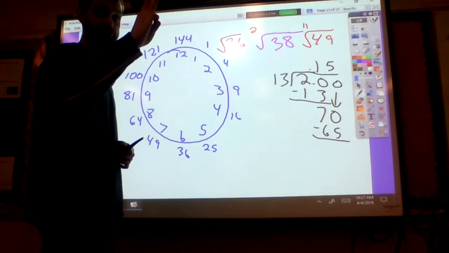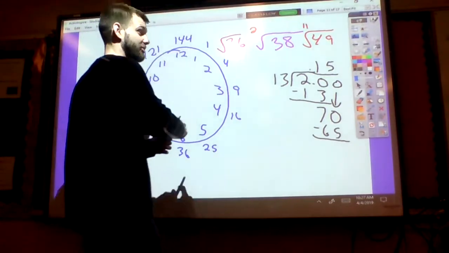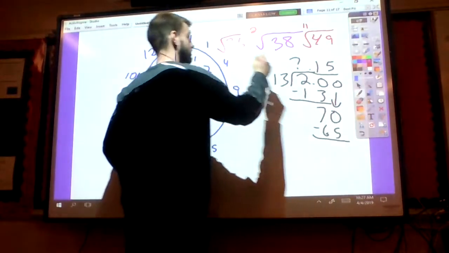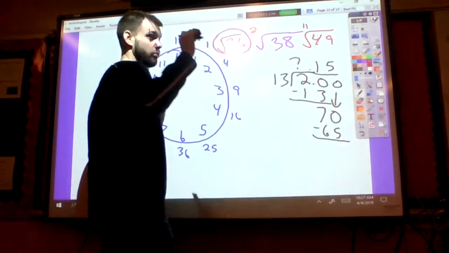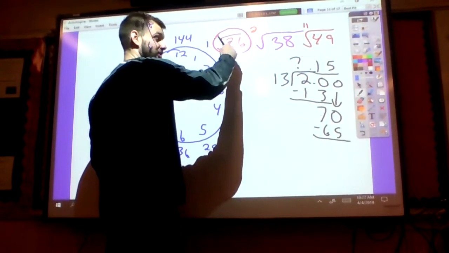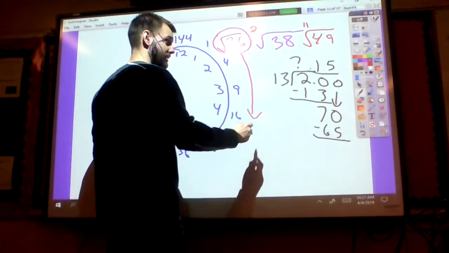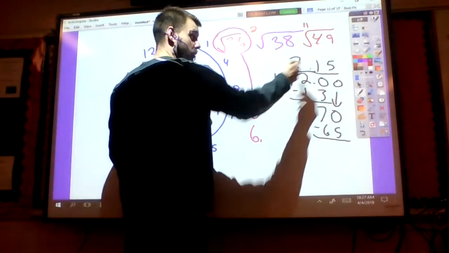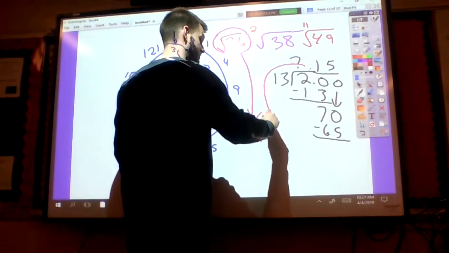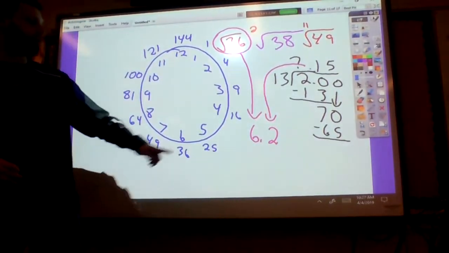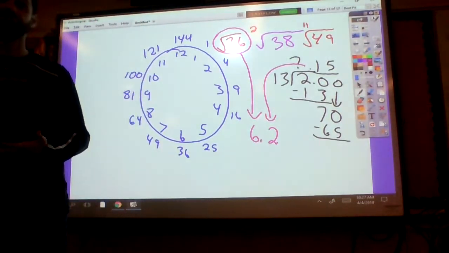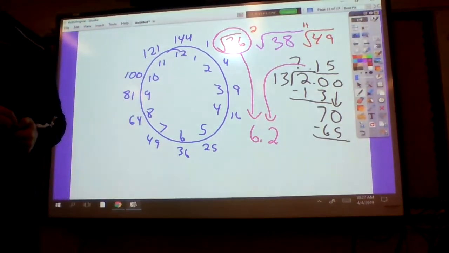So that was step 3. Step 4 is we have to get the whole number. The first perfect square, which is 36. So it's going to be 6.15, and if we round that, it's going to be 6.2. So the decimal comes from the long division. The whole number comes from the first perfect square. Any questions?